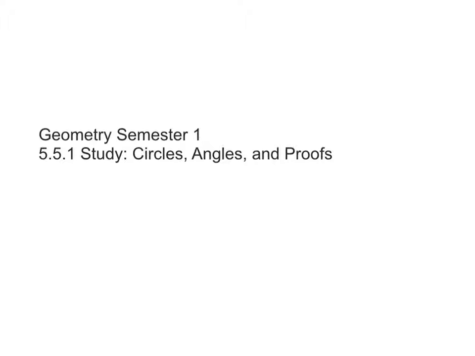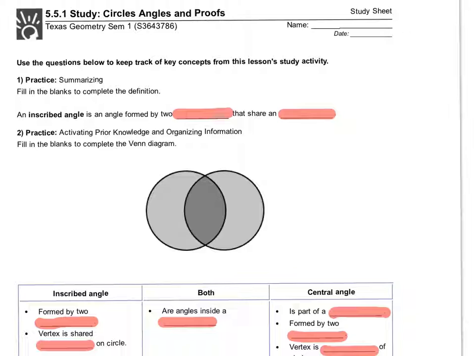Here we go. An inscribed angle is an angle formed by two chords that share an endpoint. So on my lines here, I'm going to put chords that share an endpoint. Put that over there.